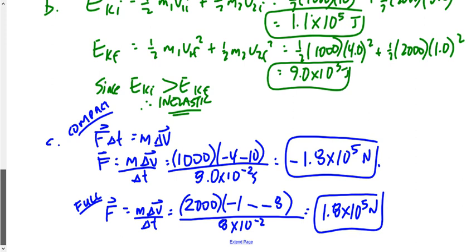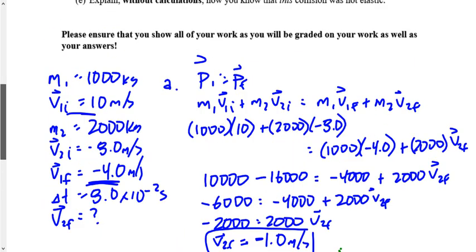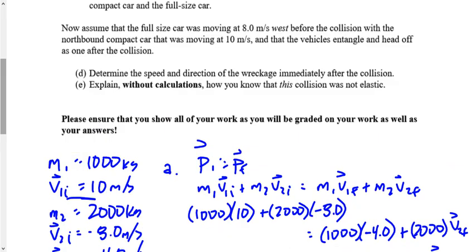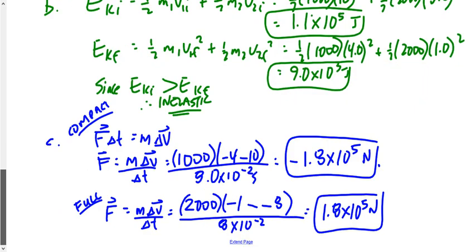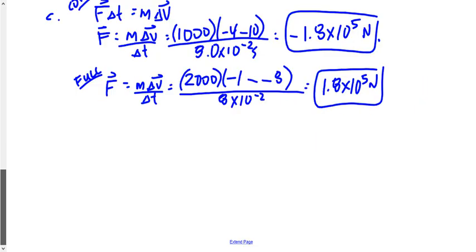Now, let's go back to D. D and E are a little bit different. They change the question a little bit, turn it into a two-dimensional problem. Now the full-size car is going west, and the northbound compact car is still going 10 meters per second. They collide and they stick together. So we got a situation like this.